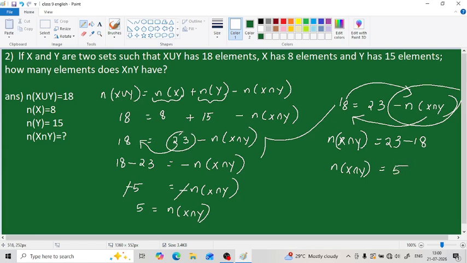Here, after the equal sign, there are 23 and n of x intersection y. In the first way we moved 23 to this side, and in the second way we transferred n of x intersection y to this side. In either way we will get the answer. So here the answer is 5. Okay, let's move on to the next one.